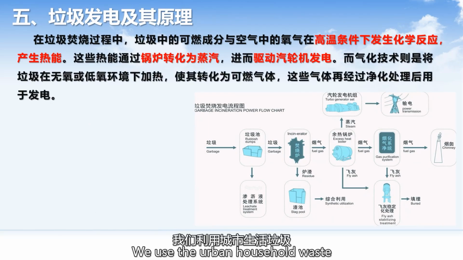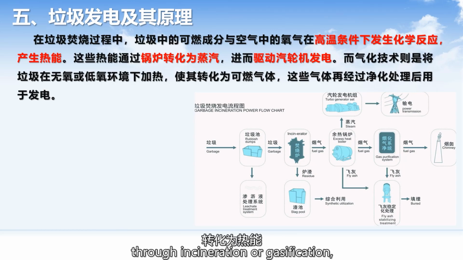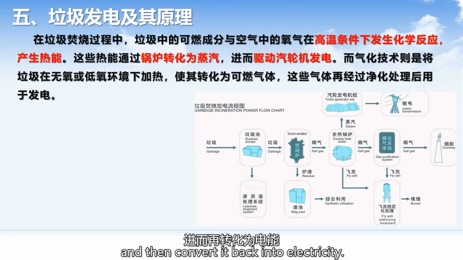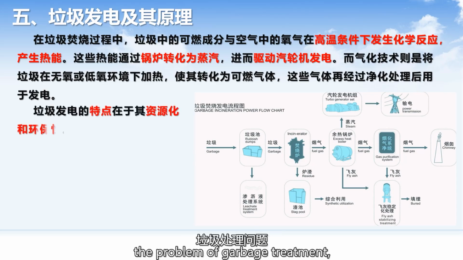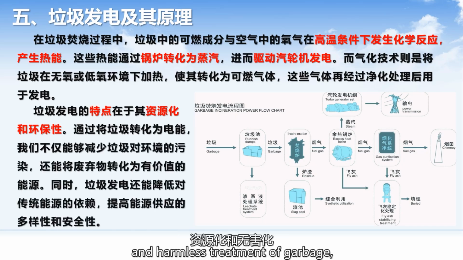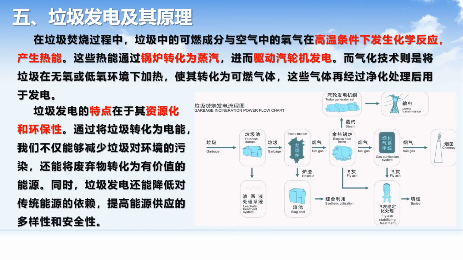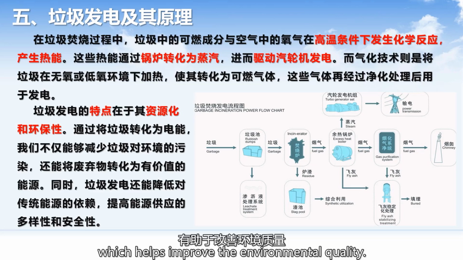We use urban household waste as the fuel, convert the chemical energy in the waste into thermal energy through incineration or gasification, and then convert it back into electricity. This not only solves the problem of garbage treatment, but also realizes the reduction, resource utilization, and harmless treatment of garbage, and provides renewable energy for cities, which helps improve the environmental quality.